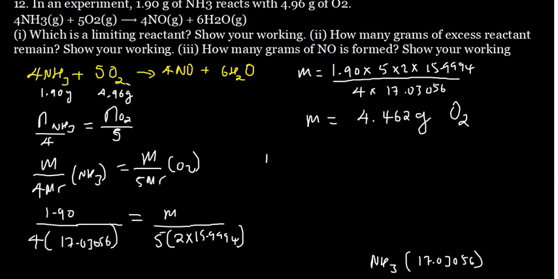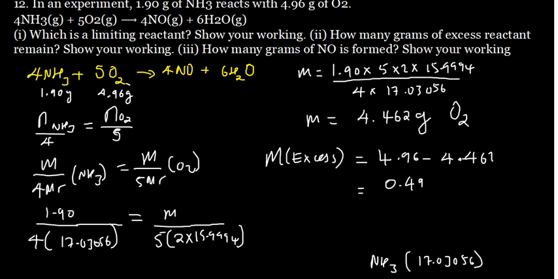To find the mass which is in excess, it is the mass which is available, which is the 4.96, minus the mass that is expected to be used, which is 4.462. So 4.96 minus what is expected to be used. So the mass in excess is 0.4976 grams of oxygen. So this is the excess.